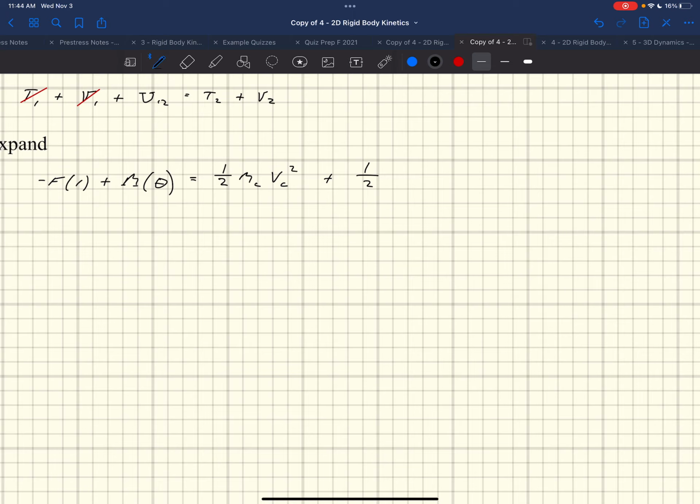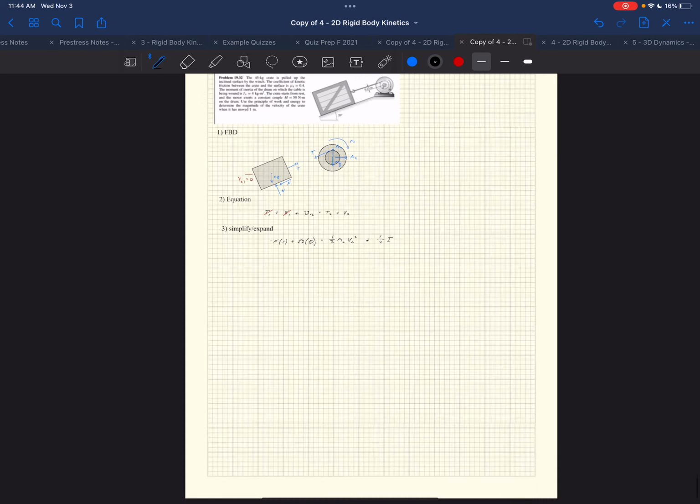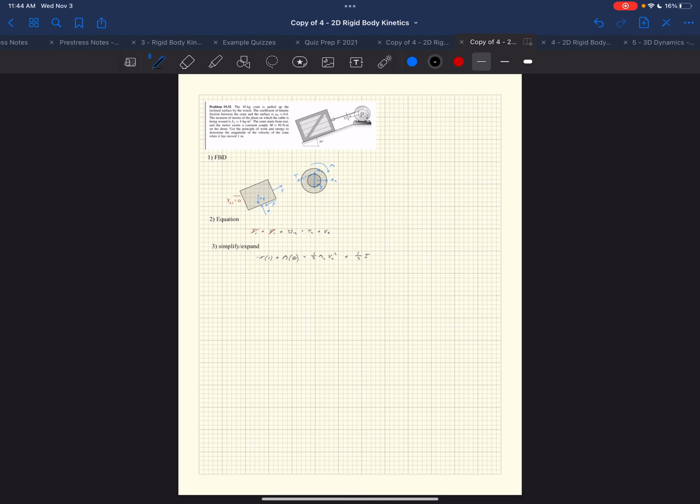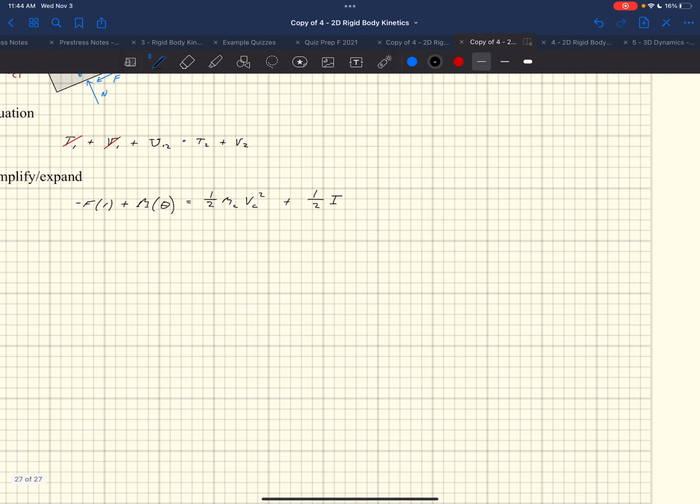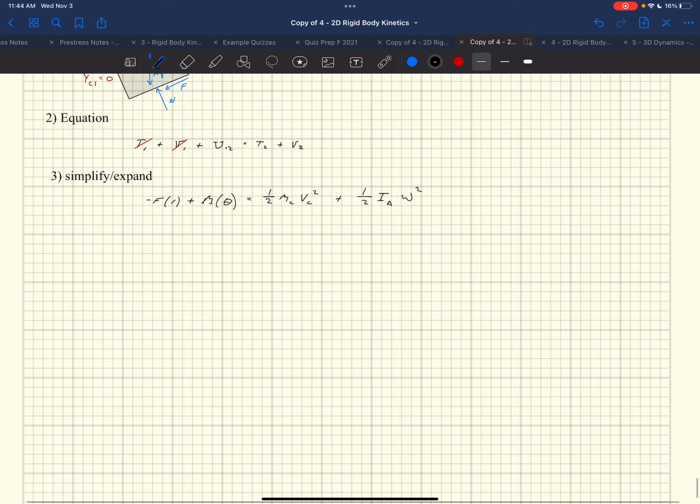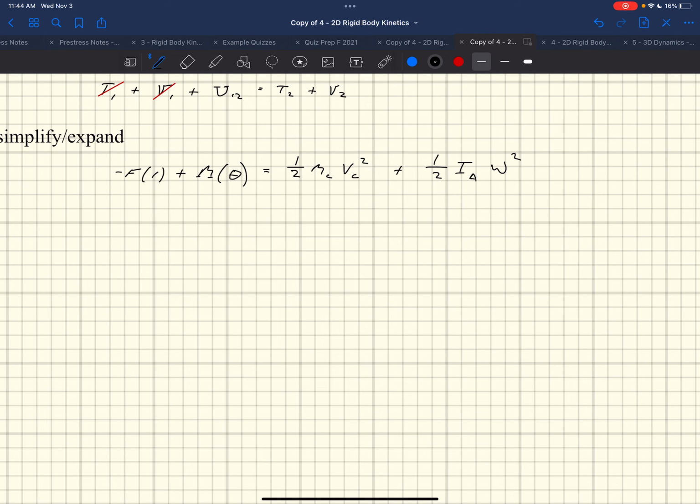1/2. What does it call it? I A omega squared. That's it, right? Well, that's not it, but that's the equation that's going to govern this response, is what you see right there.